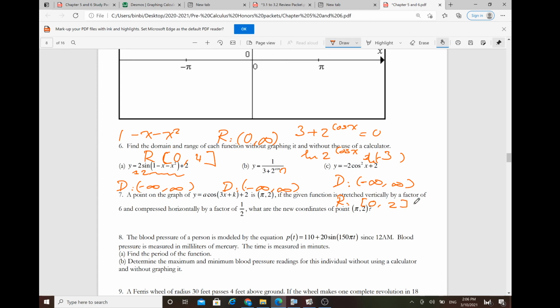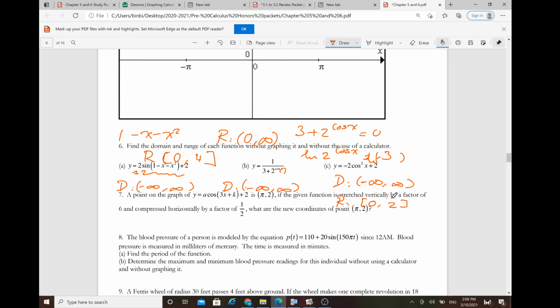Again, if this number is 1, then this one would be negative 2, so negative 2 plus 2 is 0. And if this number is 0, the smallest number, then 0 times negative 2 is 0, and 0 plus 2 is 2. So that would be the range.